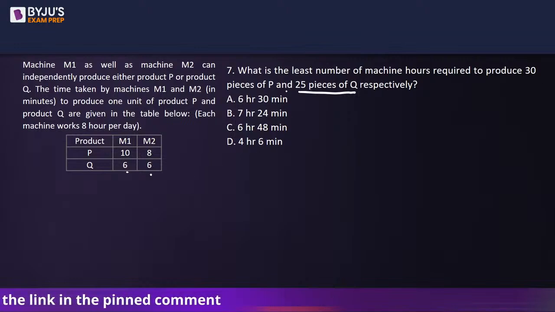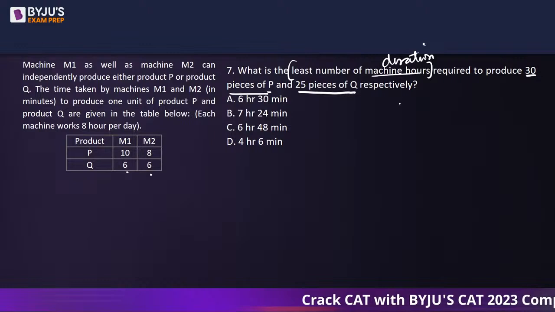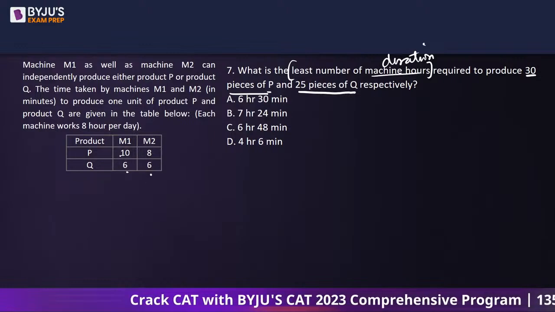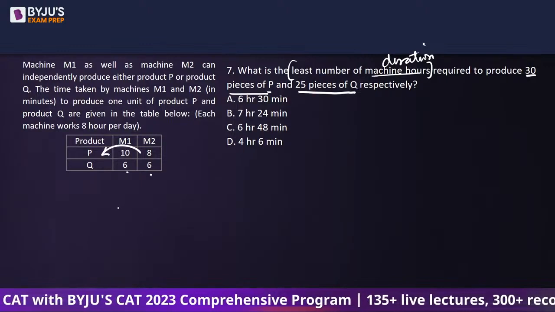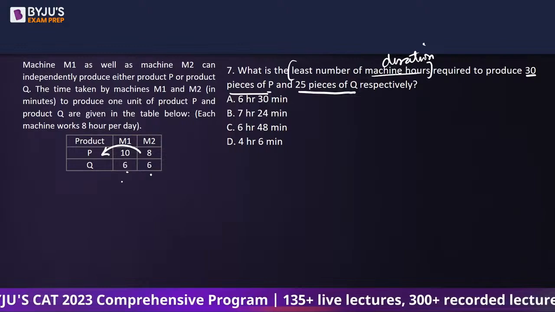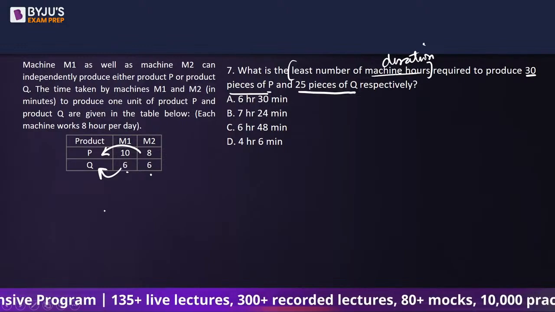Now we want P to be produced quicker because we need the least number of machine hours. It's not the number of machines, it's machine hours. So we are talking about the least duration that we need, right? This is only going to work efficiently if P is being produced by M2. And while M2 is producing P, M1 should be producing Q in the meantime, right?